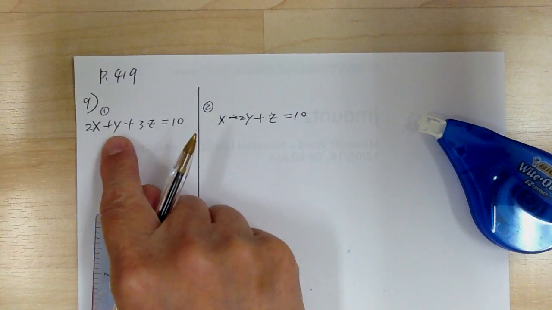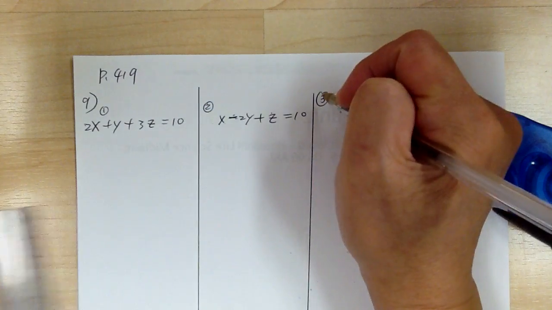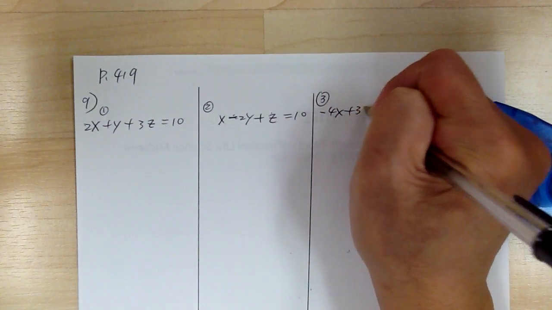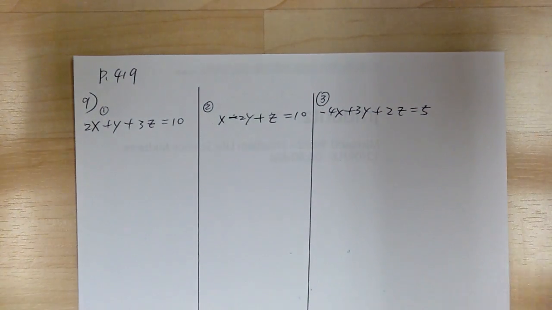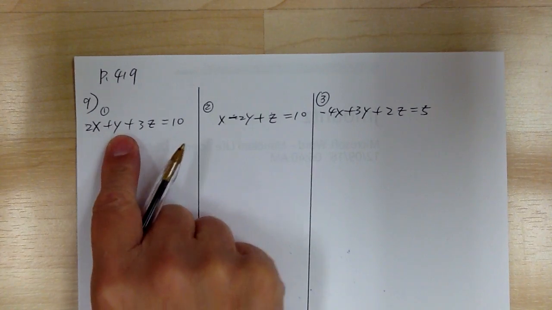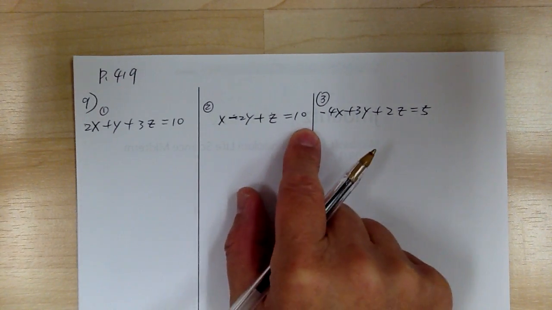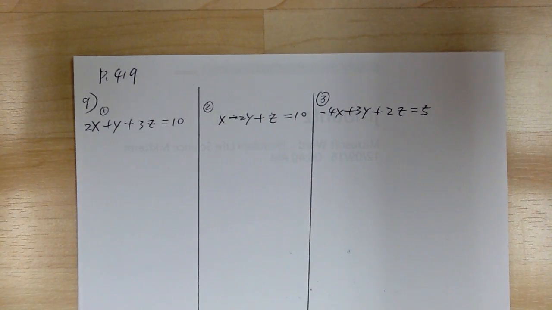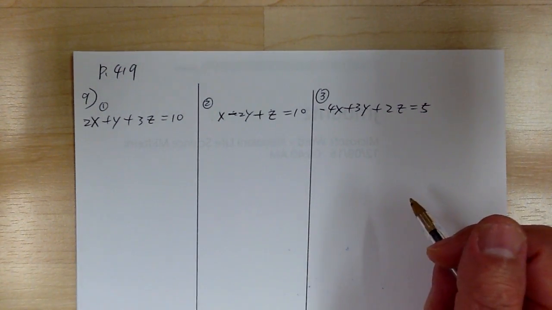Double check: 2x plus y plus 3z. Okay. Let's go to the third equation: negative 4x plus 3y plus 2z equal to 5. Again, I'm going to double check to make sure I copied the equation correctly. You already know different methods of solving, right? You know about how to solve by matrix, but this one we're just going to use the elimination method.